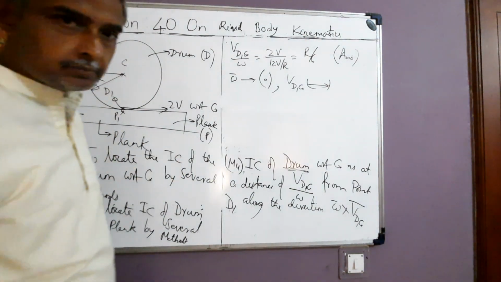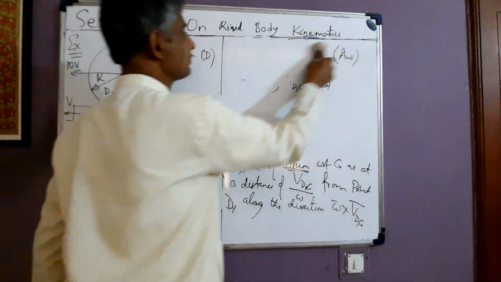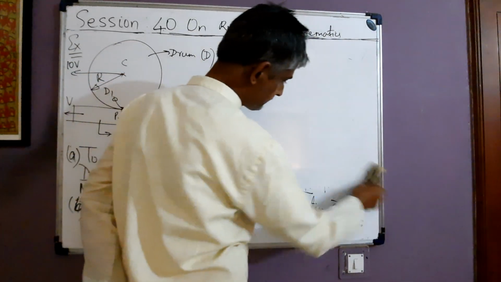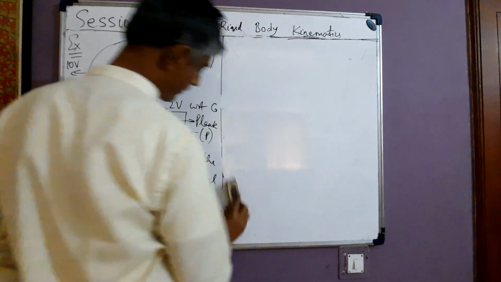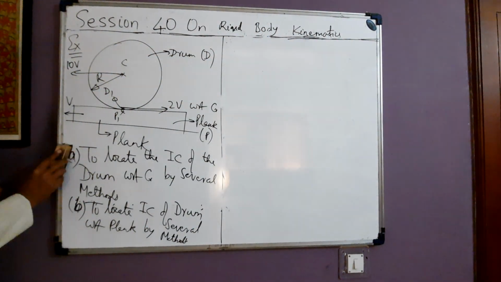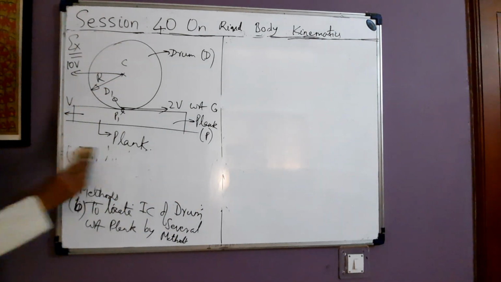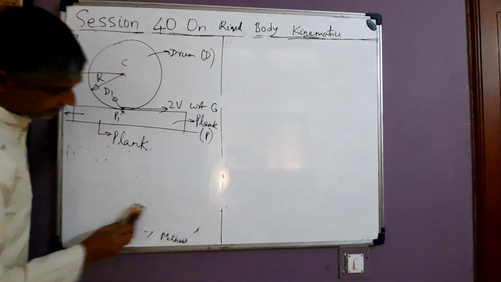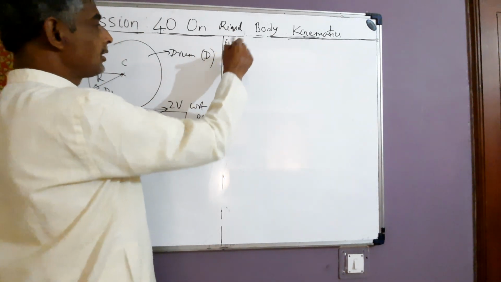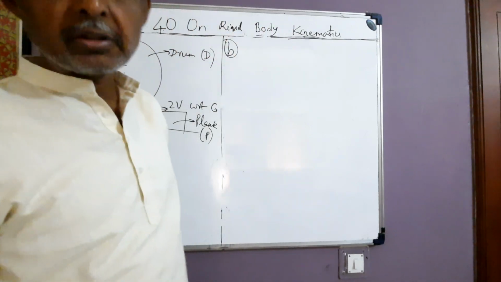So this was the part A of the question. Now I solve the part B of the question. In part B, what we have to do is locate the IC of drum with respect to plank by several different methods. Now, when we have to locate the IC of drum with respect to plank, all the velocities and angular velocities have to be taken with respect to plank.